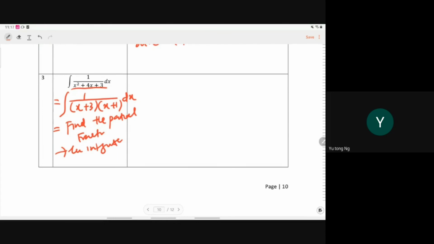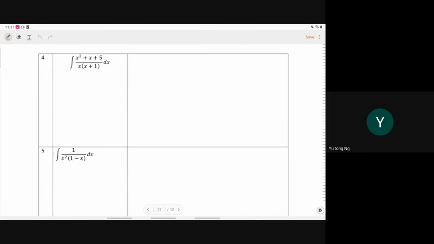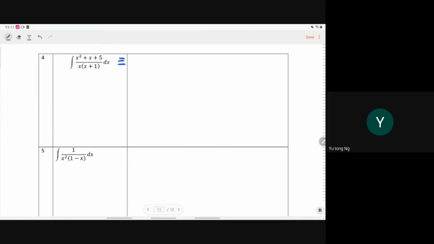Okay, so next pun cuba juga. Oh, banyak teacher buat ni. Okay, so sama juga this one. Okay, so kalau yang ni equivalent to integrate A over x plus B over x plus 1. Okay, so find partial fraction. Okay, secondly integrate.